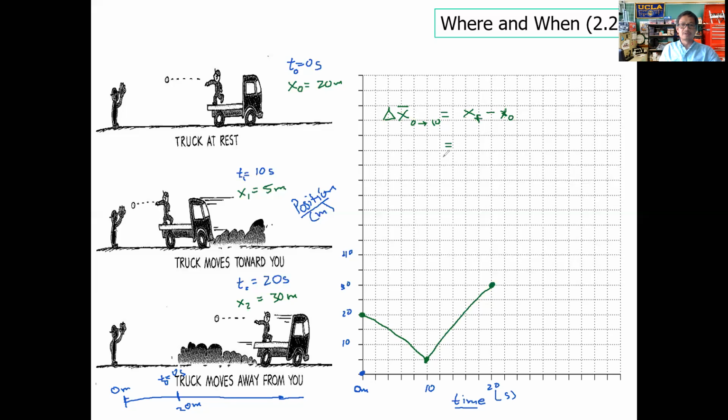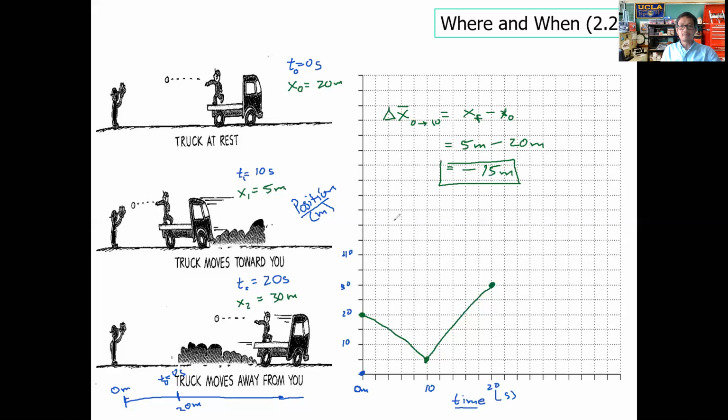He ends up at a position that is 5 meters away from the origin, but he starts out at a position that is 20 meters away. So therefore his displacement is going to be negative 15 meters. He moved a total distance of 15 meters, but in the negative direction. So that is his displacement right there.